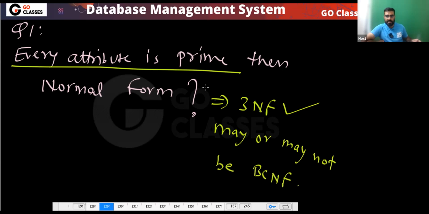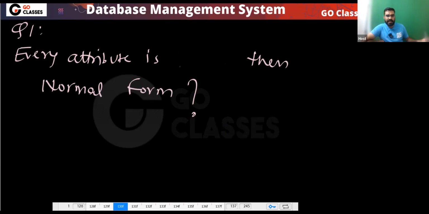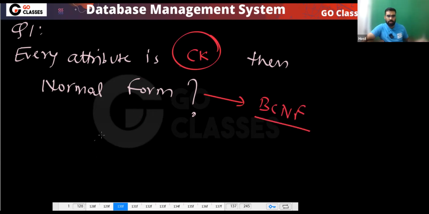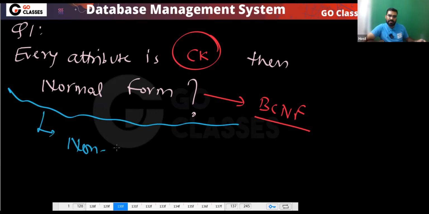BCNF we cannot guarantee. But remember, if I give you that every attribute is a candidate key, then you can guarantee BCNF. Because you can't even create a non-super key. Yes or no? Non-super key does not exist.